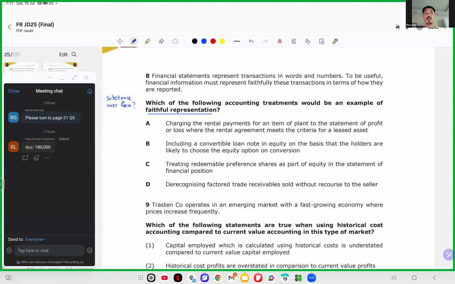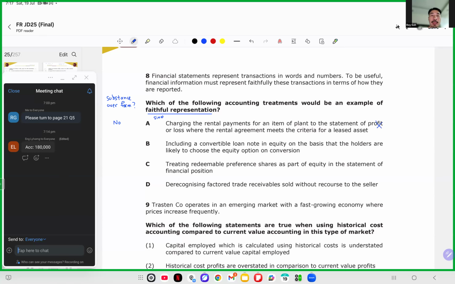Substance over form would be an example. So is this to charge rental to the P&L when it meets the criteria of an asset? The keyword is, since it is an asset, you cannot charge it to the P&L. You shall capitalize it even if you do not own it. Therefore, charging to the P&L is wrong because it meets the criteria of an asset.